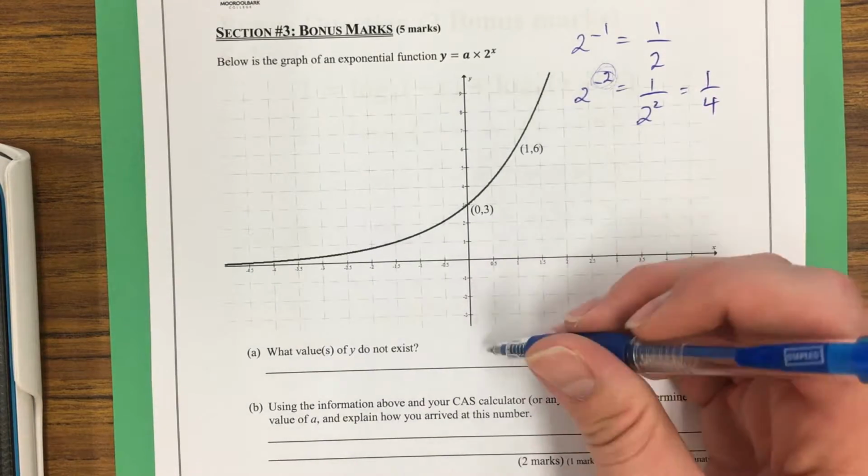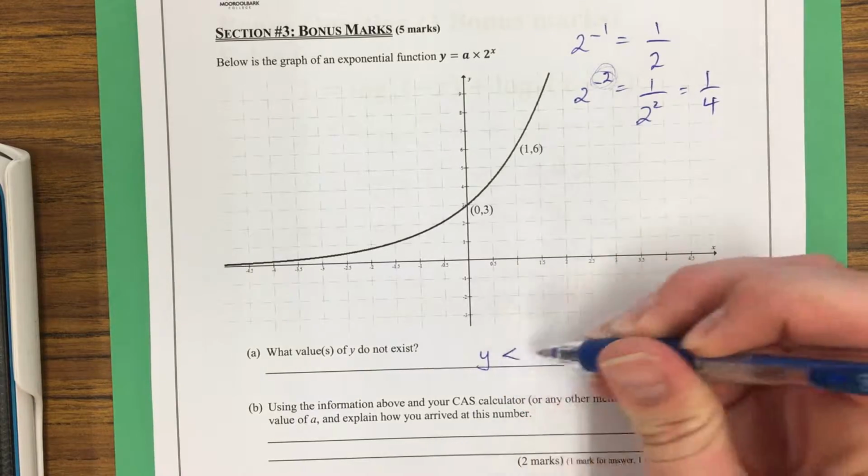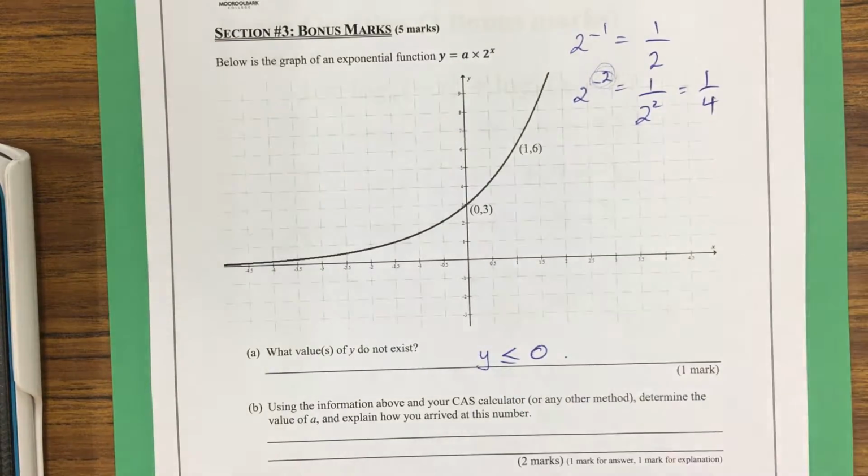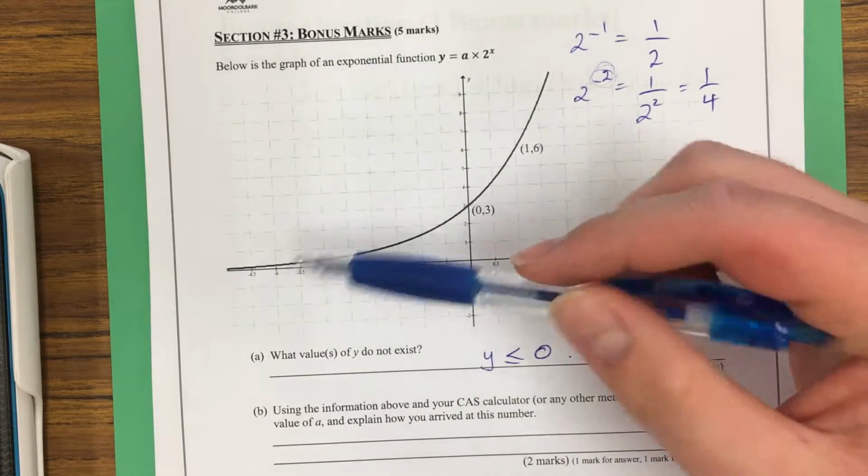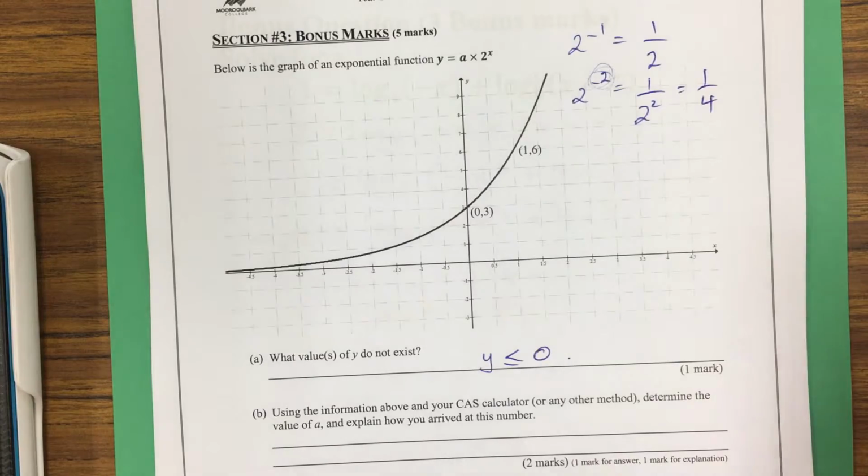So the values of y that do not exist would actually be anything less than or equal to 0. If you had written y equals 0, that's also perfectly fine. But yeah, essentially none of the values of y below the x-axis would work.